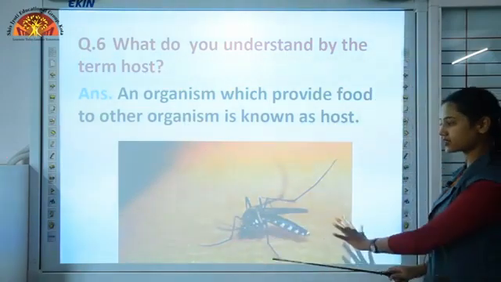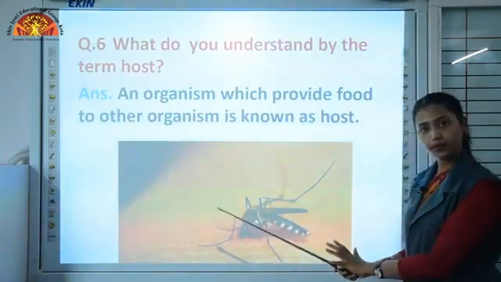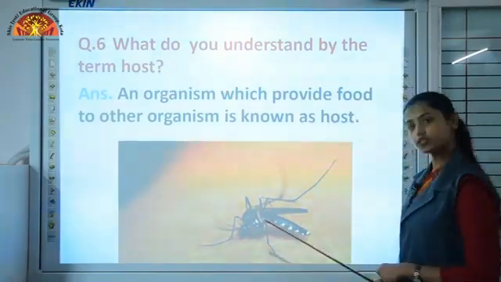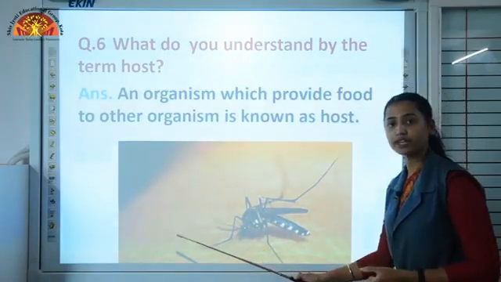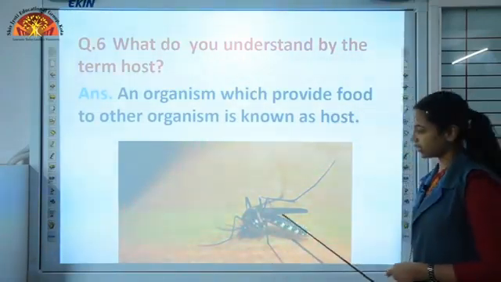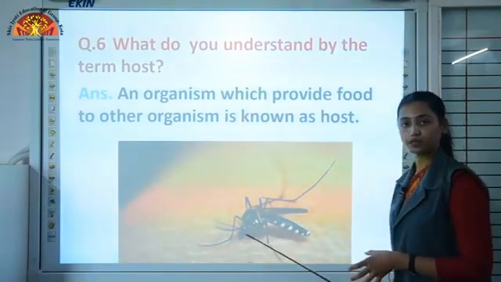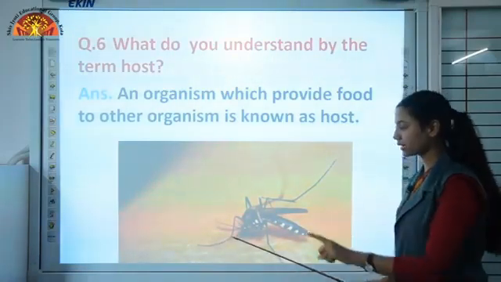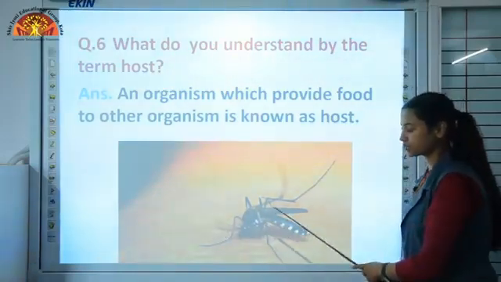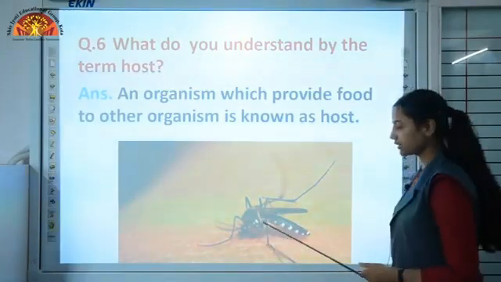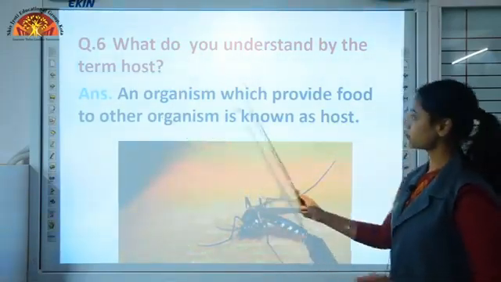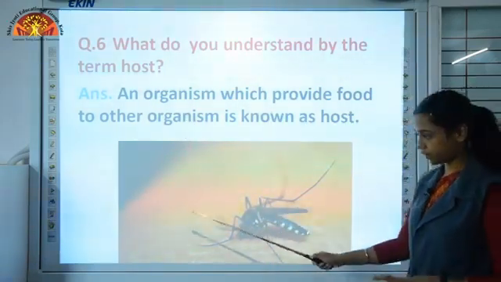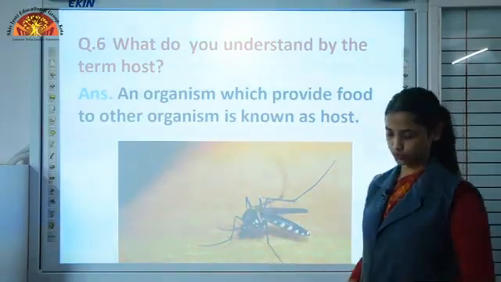So here, look at this image. This is the skin of a man and this is a mosquito. So this man is host for this mosquito, like he is offering what? He is offering his blood to this mosquito, and this mosquito is sucking his blood, which means it is its food. The man is not doing this willingly. So out of this man and this mosquito, who is getting benefit? Only the mosquito. So an organism which provides food to another organism is known as a host. So this man here is host for this mosquito.